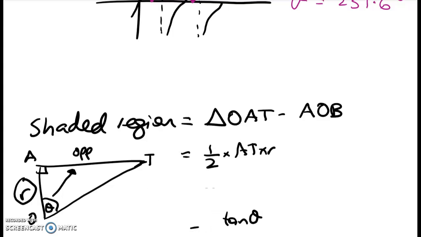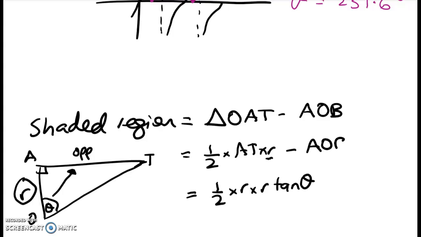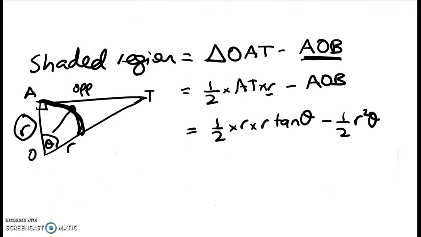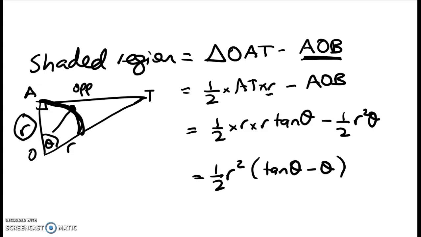Okay. So the area of the triangle can be rewritten as 1/2 times r from here times r tan theta. And I've still got to do the area of the sector. But the area of the sector is really easy because it's just sitting in here. The angle is theta, so it's 1/2 r squared theta. So that equals 1/2 r squared times (tan theta minus theta).